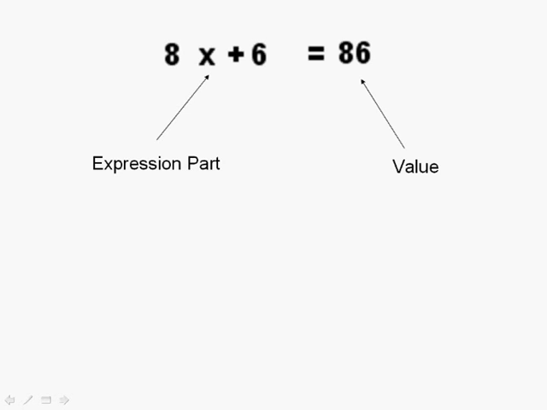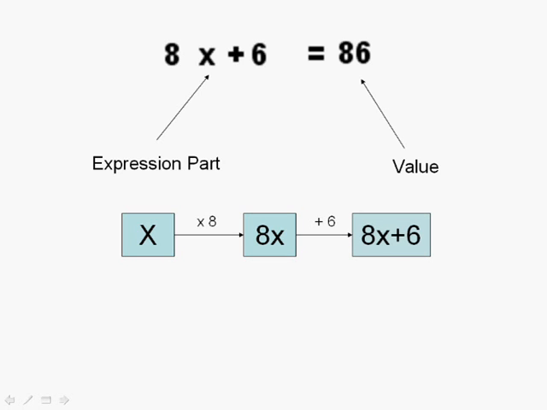equation to work. So the first thing we need to look at is how the expression was built up. Well, we started off with our number x. It's been multiplied by 8 to give us 8x, and then we've added 6 to finish off the expression 8x plus 6. Now what the equation is telling us is that 8x plus 6 equals 86.